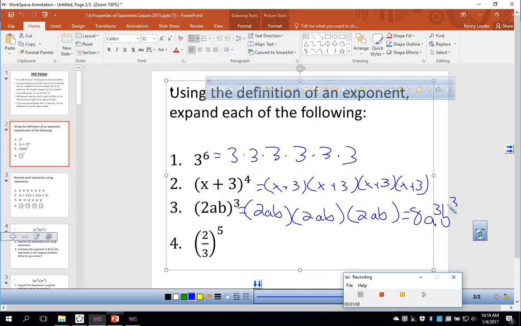We'll learn about some rules for how to figure that out when we get to the power rule, but we're not going to worry about that. This means 2 over 3 times 2 over 3 times 2 over 3 times 2 over 3 times 2 over 3 times 2 over 3, right? Which is whatever it is, all right? So here is the first rule that you got to know.